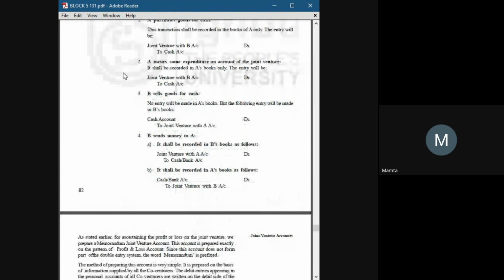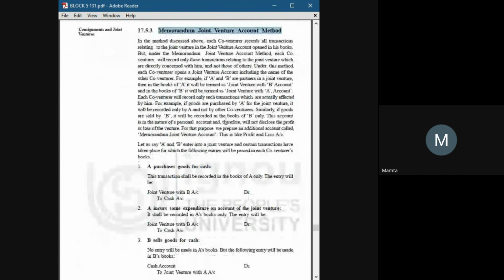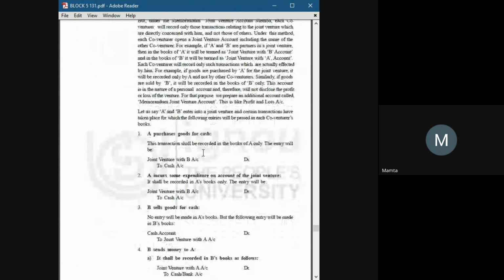Now we will see the memorandum joint venture account method. So A purchases goods for cash. See, A and B have entered into a joint venture and some transactions have taken place. A purchases goods for cash. So the entry will be joint venture with B's account debit to cash account. Because this transaction shall be recorded in the books of A only, because A has purchased the goods for cash for the joint venture.